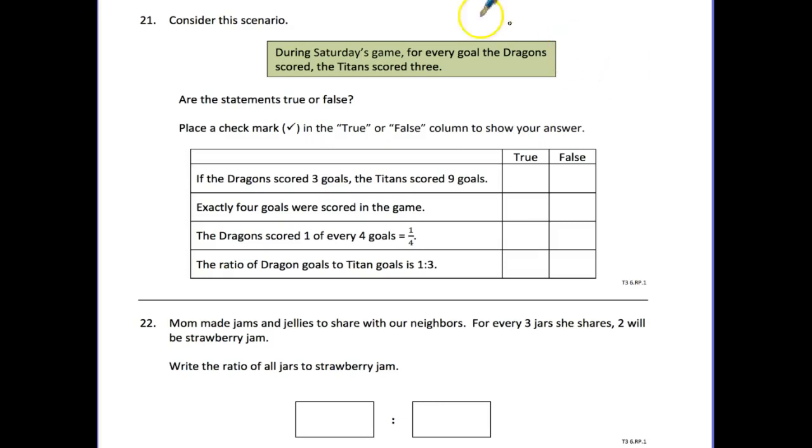Now, consider this scenario. During Saturday's game, for every goal the Dragons scored, the Titans scored 3. So the Dragons scored 1. The Titans scored 3. Okay, and then you're going to decide if these statements are true or false. And for the product side, I want you to write the statement. And on the process side, I want you to explain if that statement is true or false, and why.